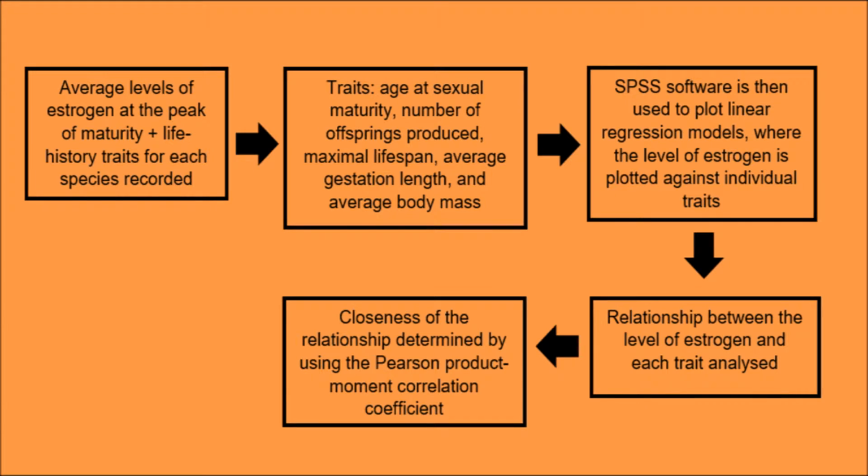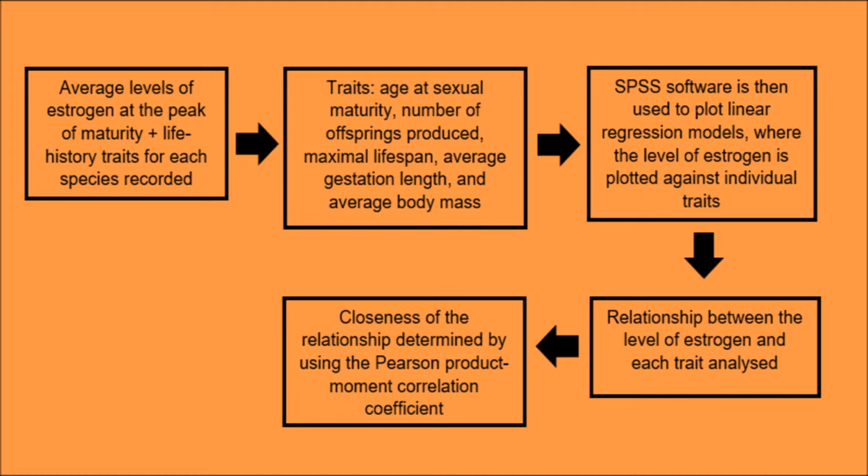22 female mammalian species will be selected for the study. Based on previous databases and literature reviews, the average levels of estrogen at the peak of maturity for each species are recorded together with the life history traits. The traits that are analyzed are age at sexual maturity, number of offspring produced, maximum lifespan, average gestation length, and average body mass.